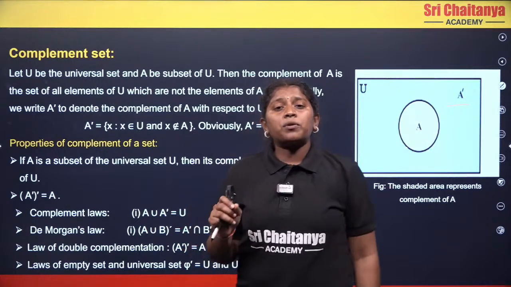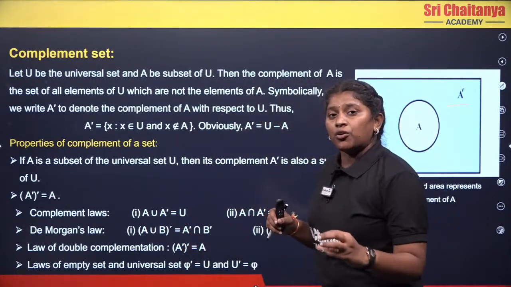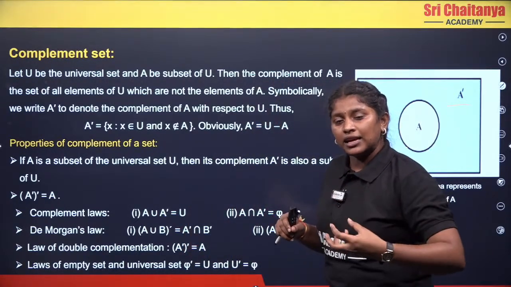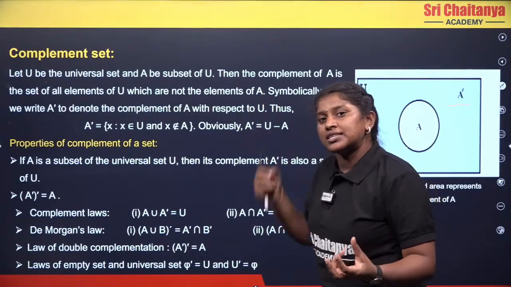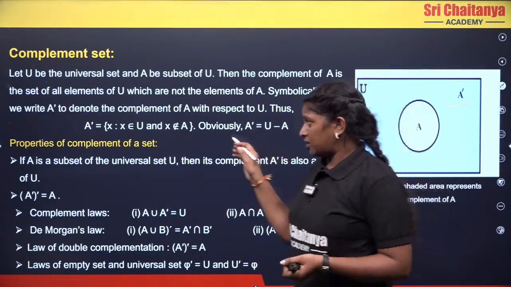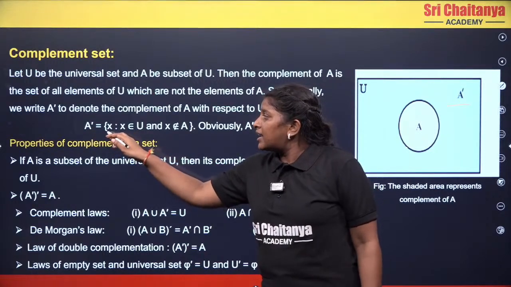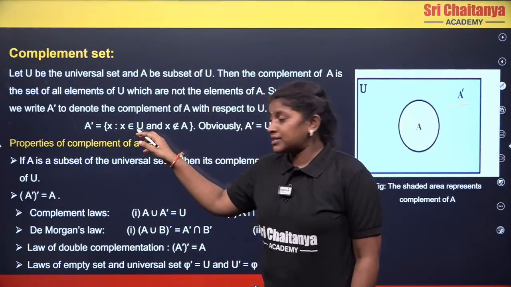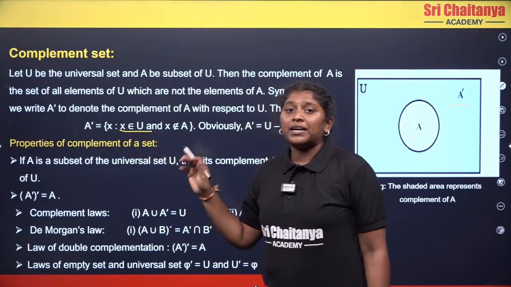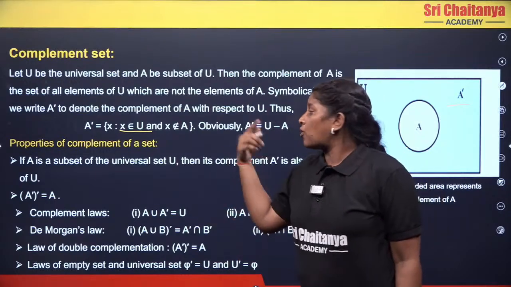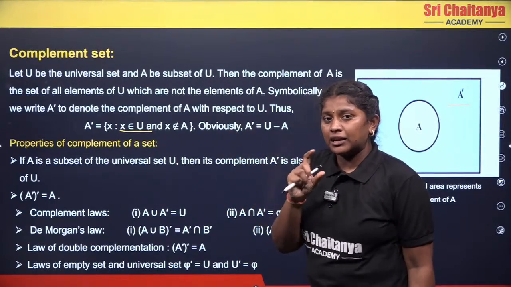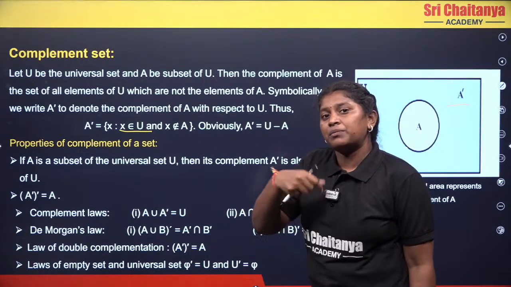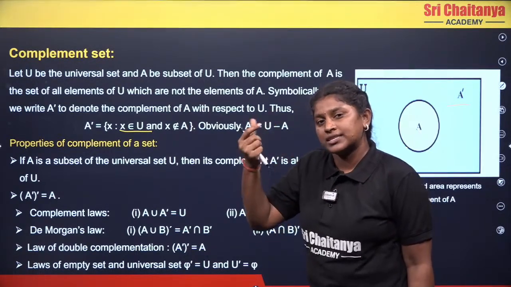Complement of a set means we are going to consider the elements that are not in that set, but that belong to the universal set. Now we can write it as A complement is the set of x, where x belongs to U, but x does not belong to A. For whichever set you are taking the complement, the complement set will not have the elements that belong to that set.